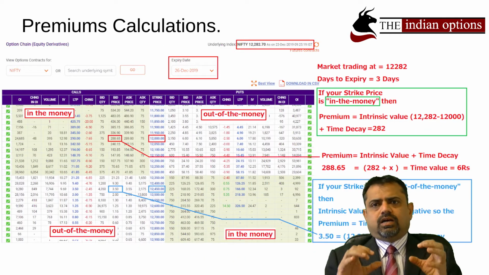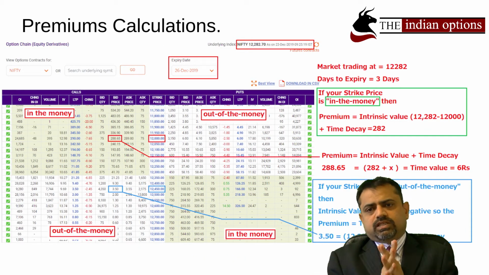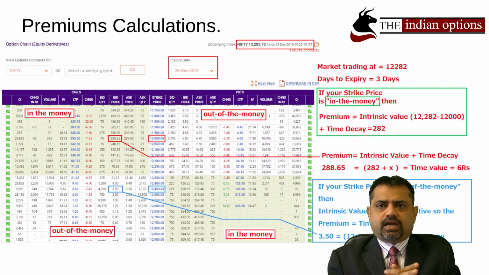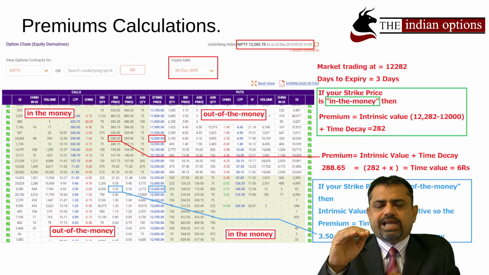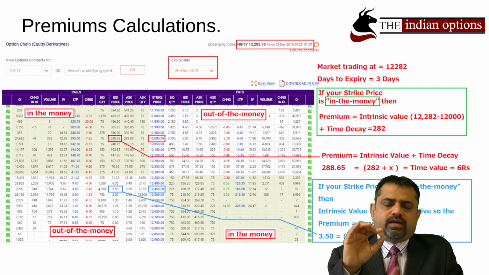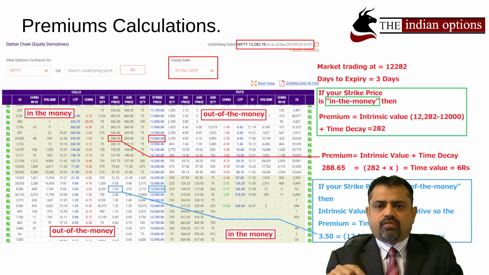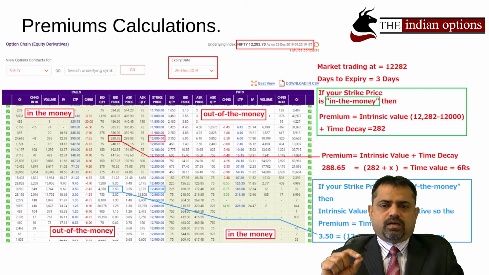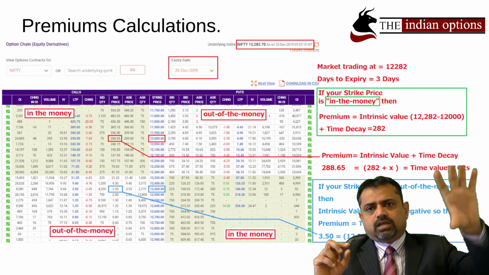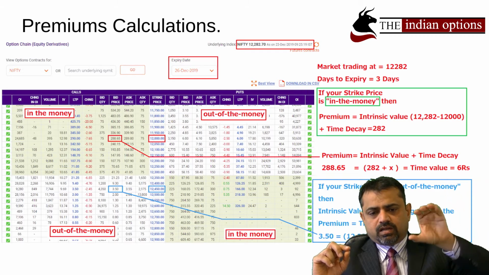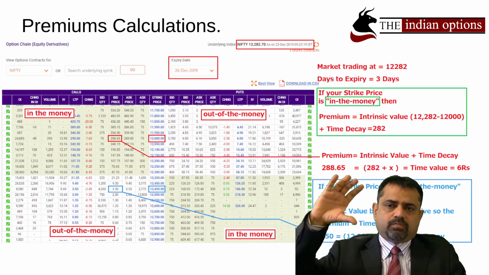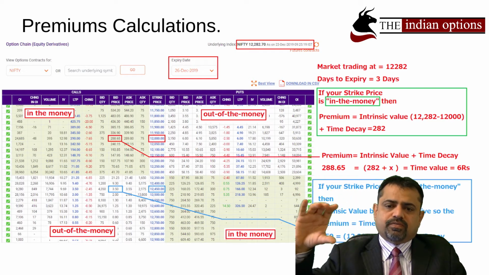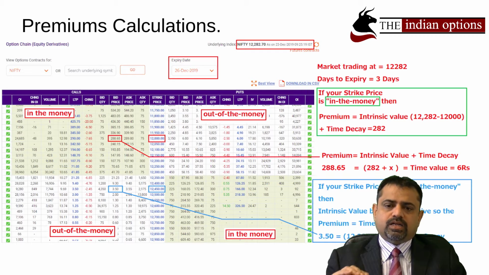Now in this sheet, I'm setting up the premium calculations. It's an option chain, as you can see, and right now the market is trading at 12,282.70. Okay, and the expiry date is, say, 26th of December. On the call side, the top part is always in the money, and the bottom part, which is the white part, is always out of the money. And on the put side, the top part is always out of the money, and the bottom part is always in the money.